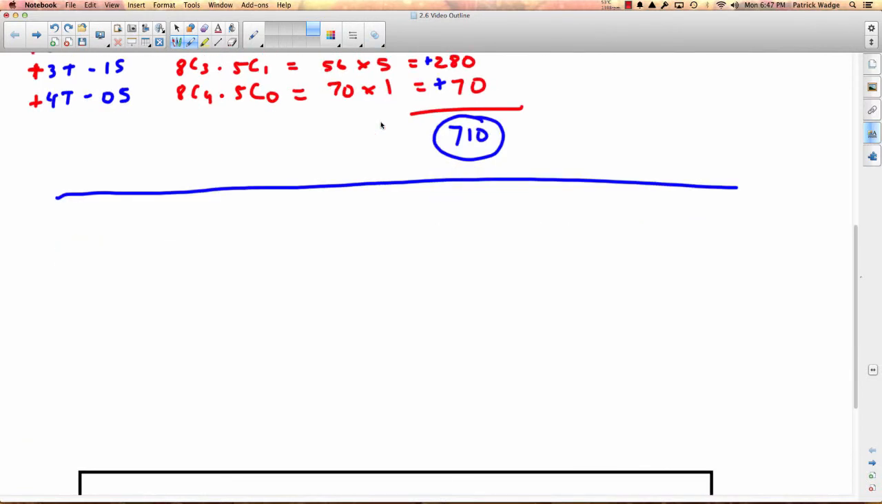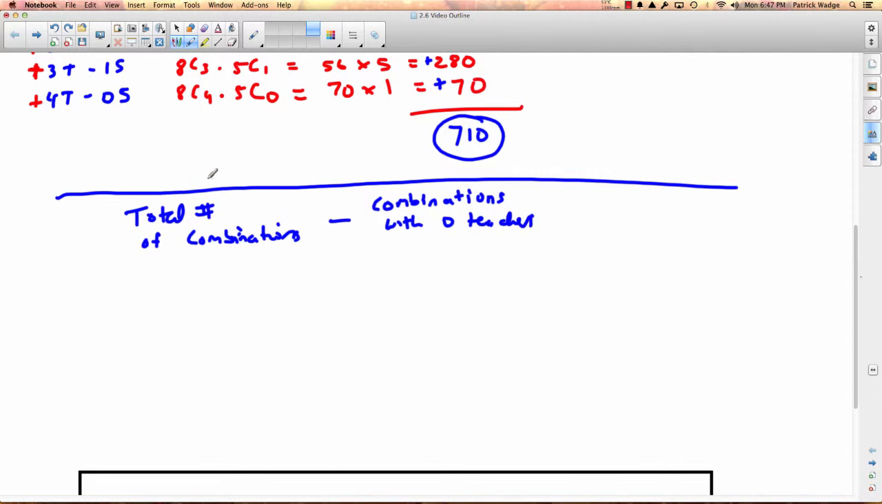So what you could do then is consider the total number of combinations, if you want, when there's no restrictions. And then you're going to subtract the one that can't happen, that you're not interested in. That's combinations with 0 teachers. If this is the total number of combinations, and you get rid of the combinations you don't allow, the ones with 0 teachers, you'll be left with the ones that you do allow. So let's try that.